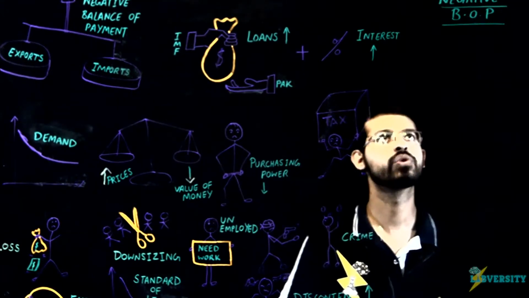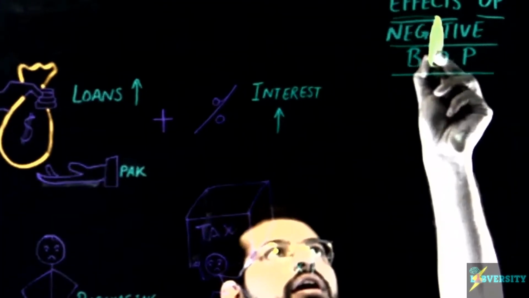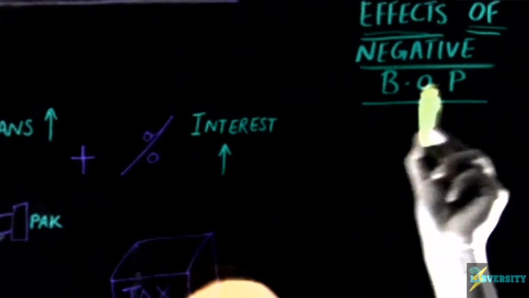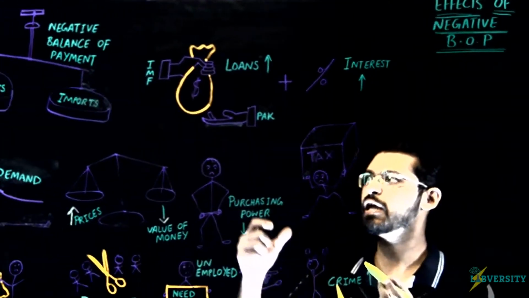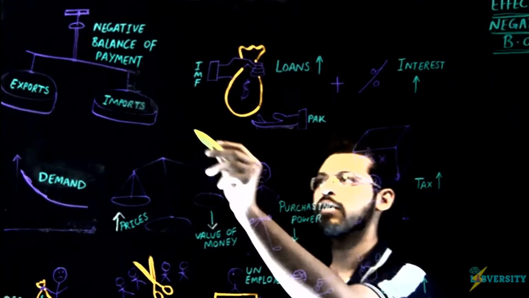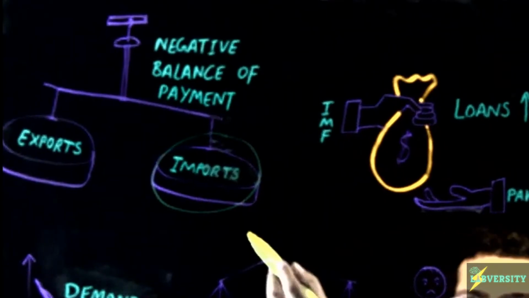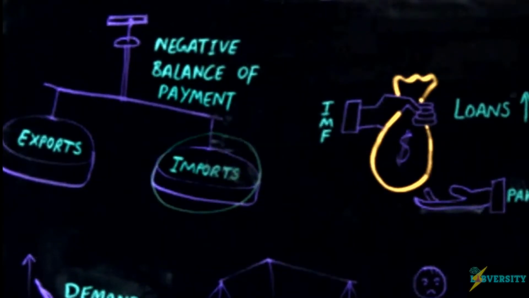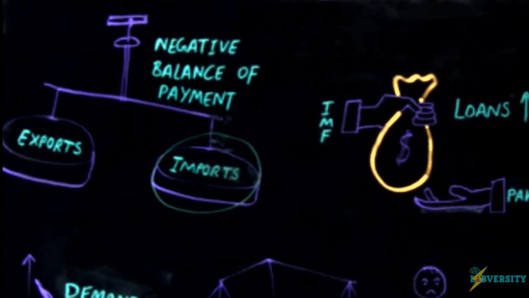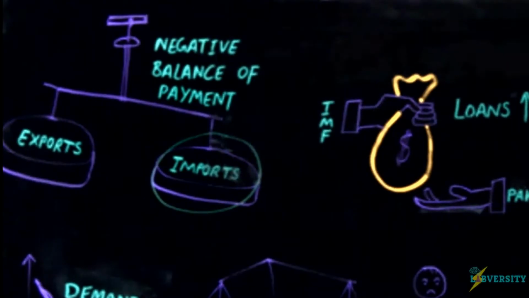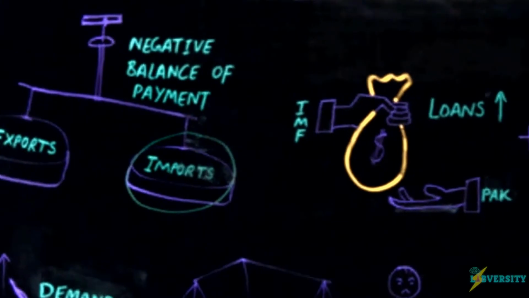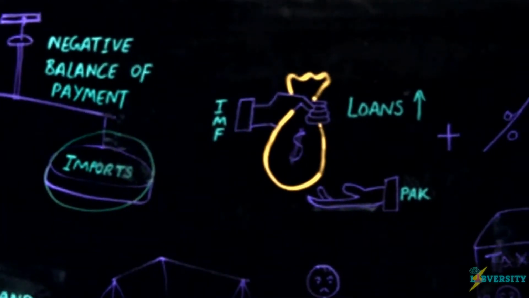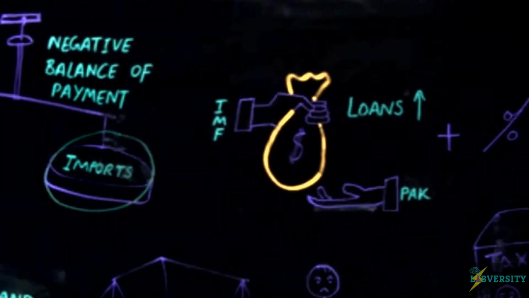So in today's class, we are going to discuss some of the effects of negative balance of payment. Let us see if this is the condition in our country, when the imports are more than the exports. How is any government going to come out of this? How is any government going to pay for these excess imports? The government would naturally go on to take some loans.